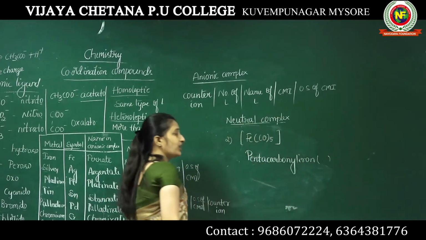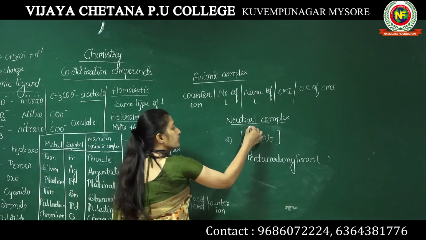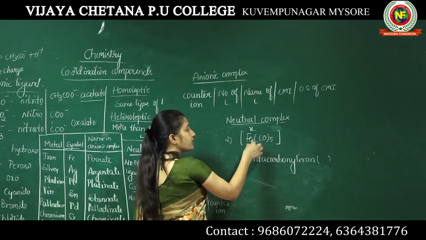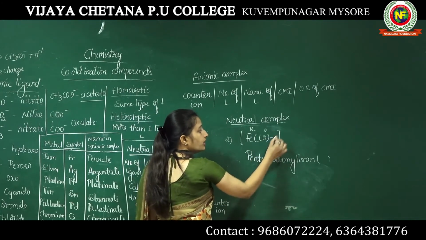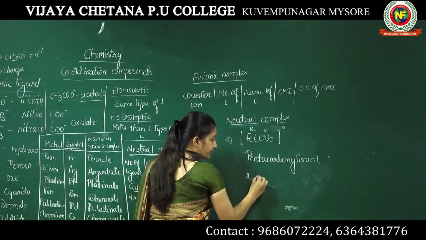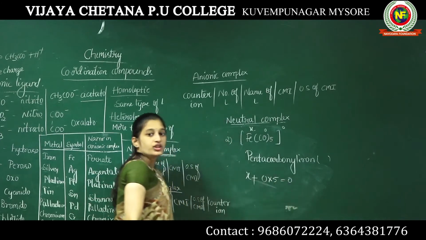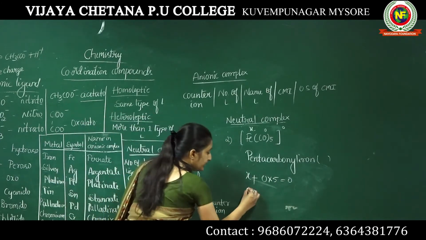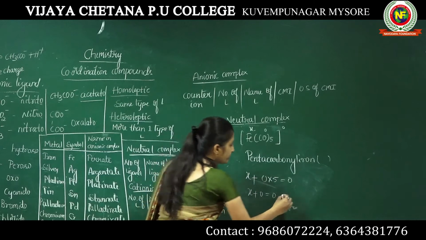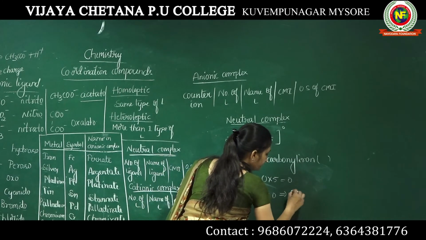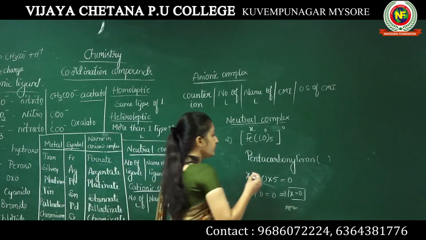What is the oxidation state? Same thing. I explained it in the last example, no? Same as it is. You can calculate. I treat the oxidation state as X, since I don't know it. This one is 0 and the charge of this one is also 0. So X plus 0 into 5 is equal to the overall charge 0. Now X plus 0 is equal to 0. So what is the X value? 0. So the oxidation state in this case is also 0.